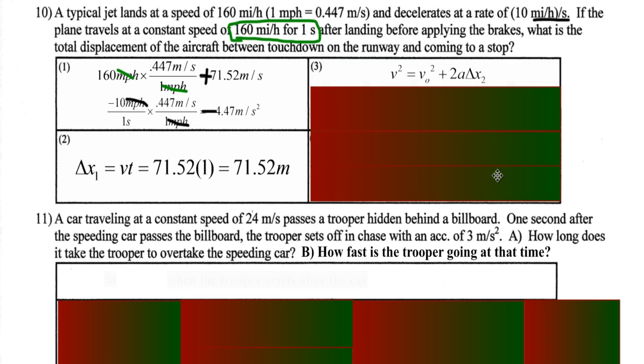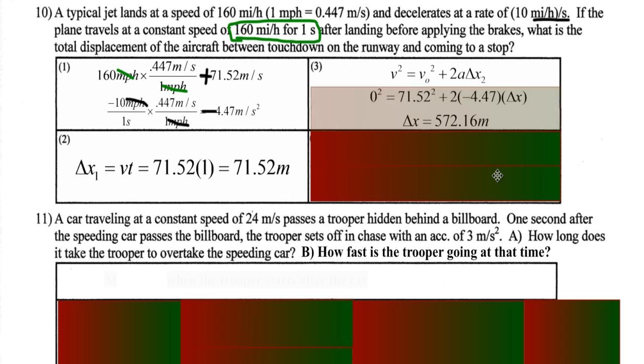Now we need to figure out what happens when you start to slow down. So looking, right, we know that initially when we hit the brakes, we're moving at 71.52 meters per second. We know our acceleration, right? We converted this 10 into negative 4.47, so we know the acceleration. We're looking for how far, and of course we're stopping. So if we're going to come to a stop, then the final velocity is 0. So that gets us our change in position while the plane was accelerating.